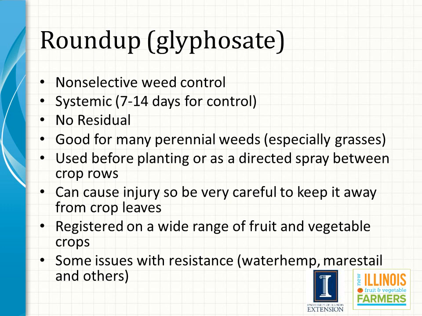In vegetable crops, you can use it before planting or as a directed spray between crop rows. Do be precautious if you use it as a directed spray not to get any on any crop leaves. Since it is systemic, it can translocate through the plant and cause some injury to plants if you get a small amount on the leaves. It's registered on a wide range of fruits and vegetables. However, there are some issues with herbicide resistance, especially with weeds such as water hemp and mare's tail and some others depending on where you're at in the state.